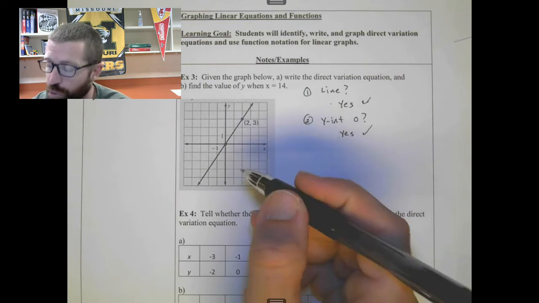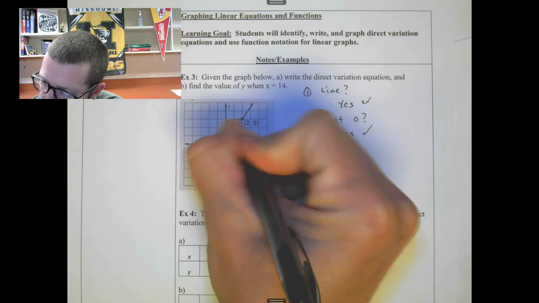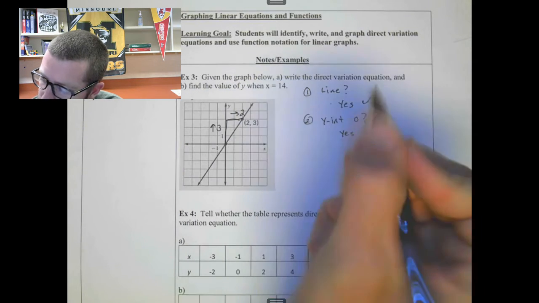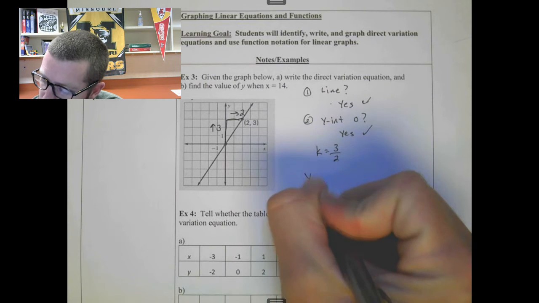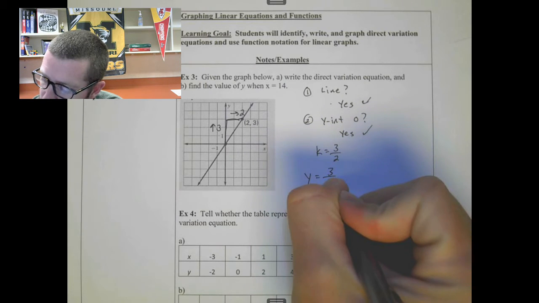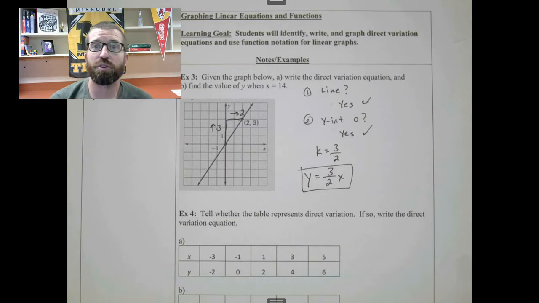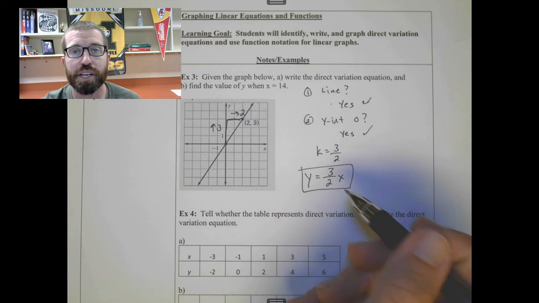And so now we have to figure out the slope. We can use the slope formula where we have a coordinate plane. So let's just count. We go up 3 and right 2. And so that means my k value is 3 over 2, making my equation y equals 3 over 2 x. One of the hard things with direct variation is just remembering what it means when it says that the variables vary directly. If you can just memorize that when it varies directly, there is no y-intercept and it is a line, you'll be in pretty good shape.